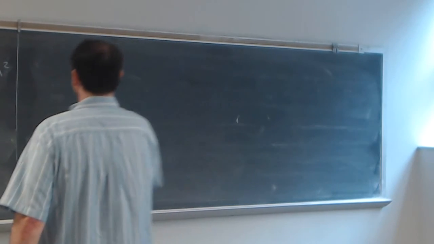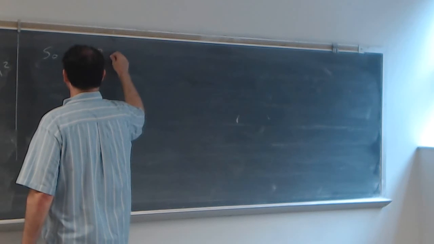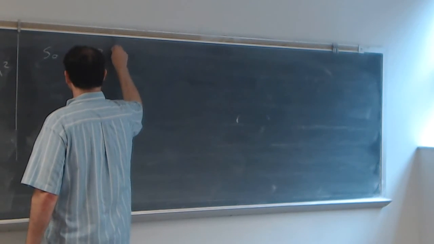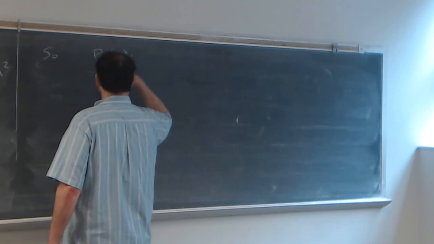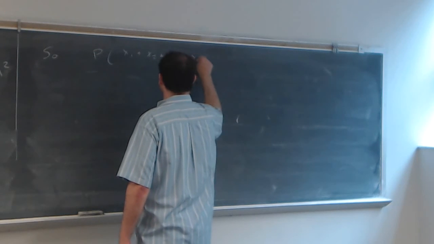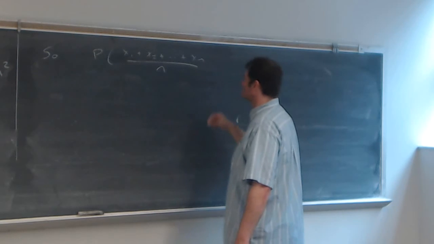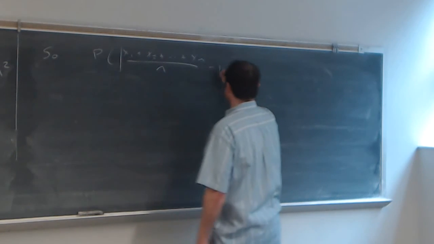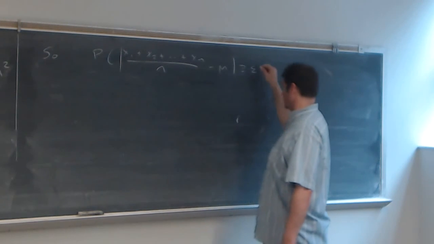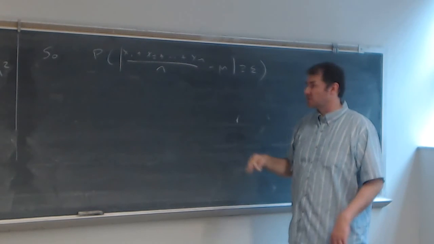So, the probability that (x sub 1 plus x sub 2 plus all the way up to x sub n) over n, inside absolute values, minus mu is greater than or equal to this positive epsilon. We can apply Chebyshev's inequality now.